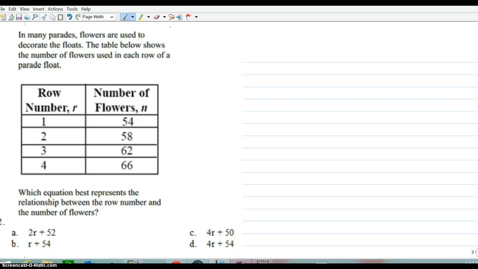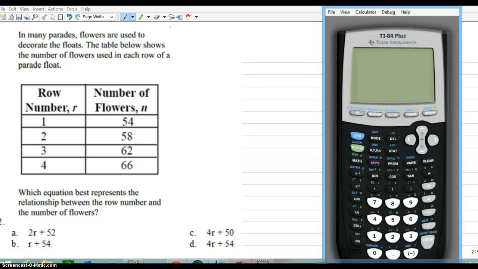Okay, problem number 2. Which equation best represents the relationship between the row number and the number of flowers? Okay, so I want to figure out which of these can give me the table. And I'm going to cheat. I'm going to go to the calculator. I am going to go to Y equals. And I'm going to put in answer choice A, which is 2R plus 52. But remember, the calculator doesn't like R's, so instead of an R, I'm going to use an X. 2X plus 52. Second graph.